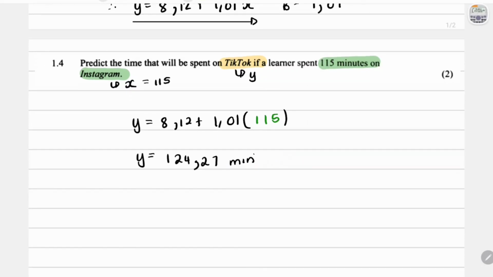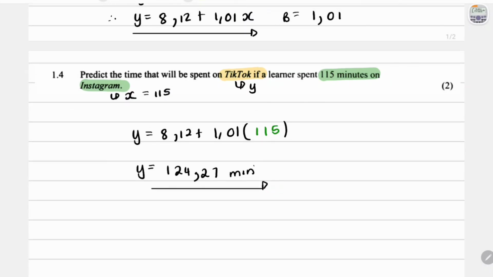And it's fine if you don't round off in this case, because it is minutes. They can convert that to seconds, but it's fine. It's still in minutes. Okay, so that is our answer over there. And then we move on to the next question.